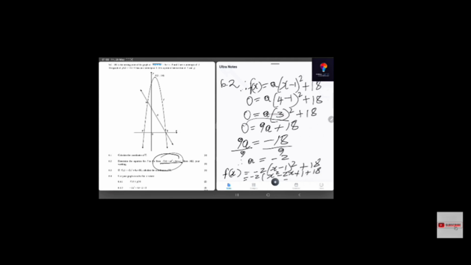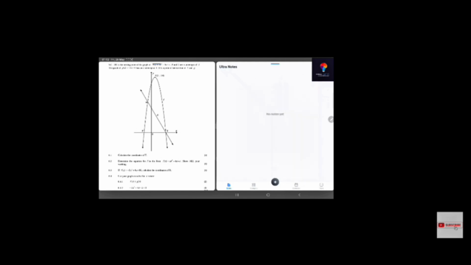Therefore, our equation is going to be minus 2x squared plus 4x plus 16. Question 6.3 says if f of x is equal to minus 2x squared plus 4x plus 16, we must calculate the coordinates of R.